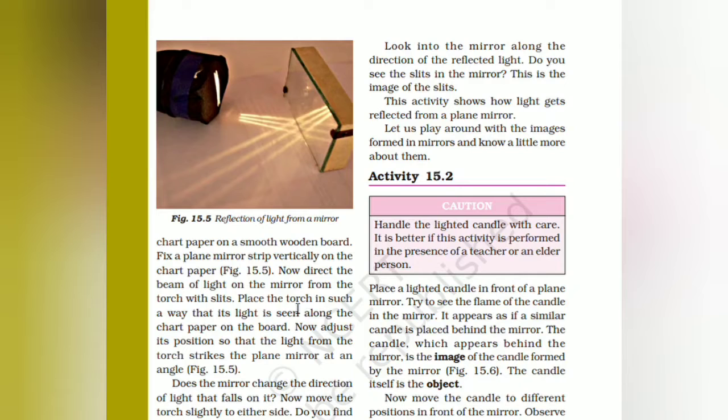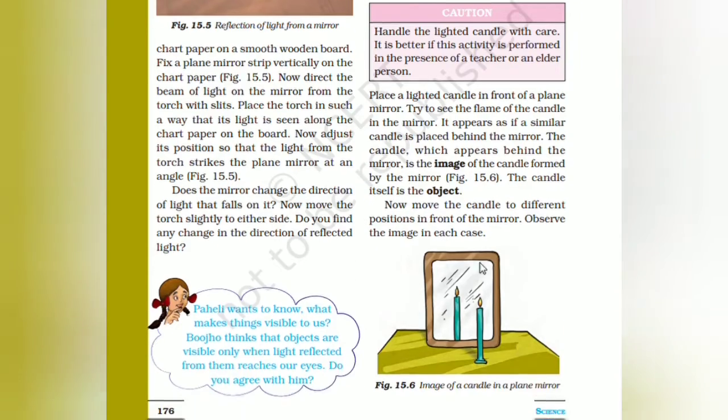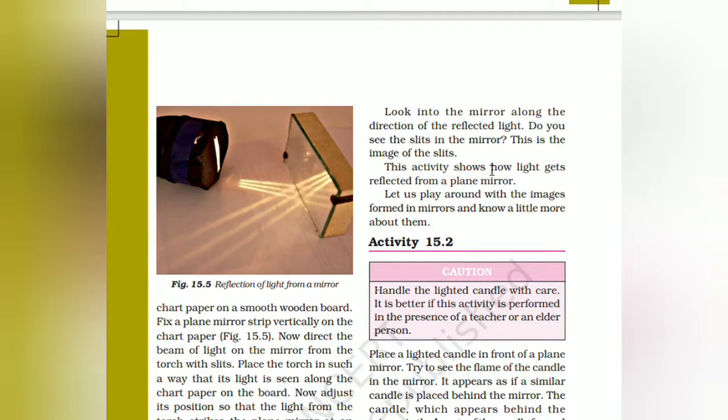Now direct the beam of light on the mirror from the torch with the slits. Place the torch in such a way that its light is seen along the chart paper on the board. Adjust the position so that light from the torch strikes the mirror at an angle. Does the mirror change the direction of light that falls on it? Now move the torch slightly to either side. Is there any change in the direction of the reflected light? Look into the mirror along the direction of the reflected light. Do you see the slits in the mirror?